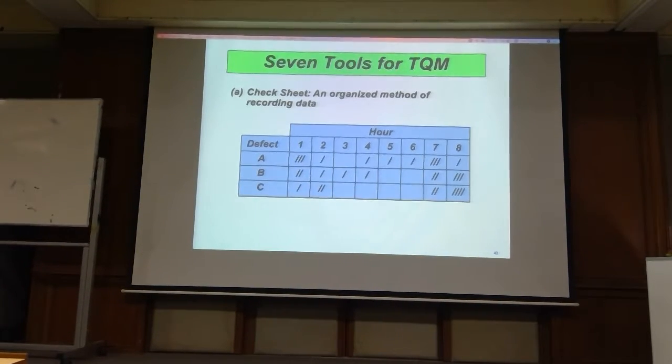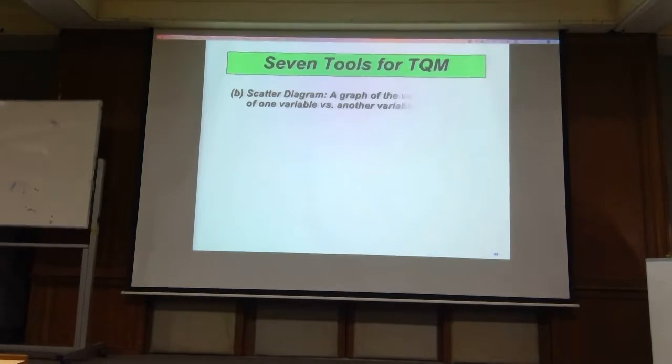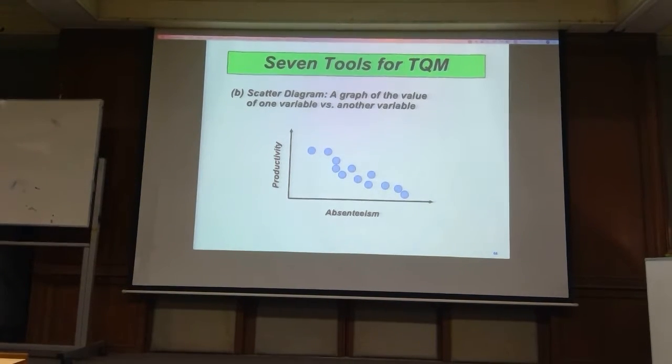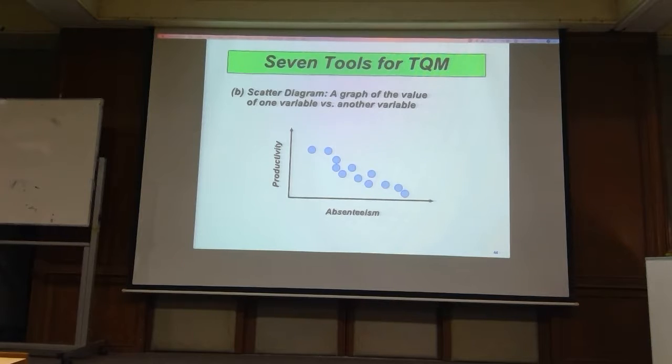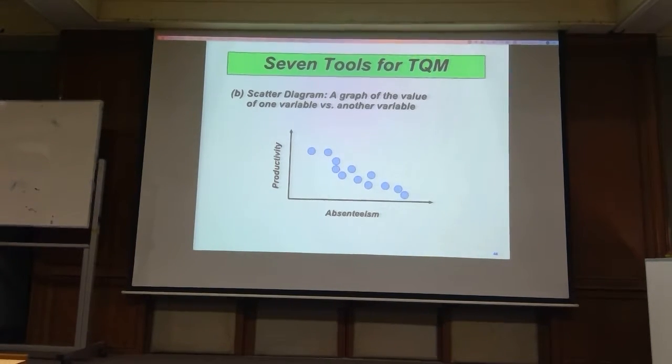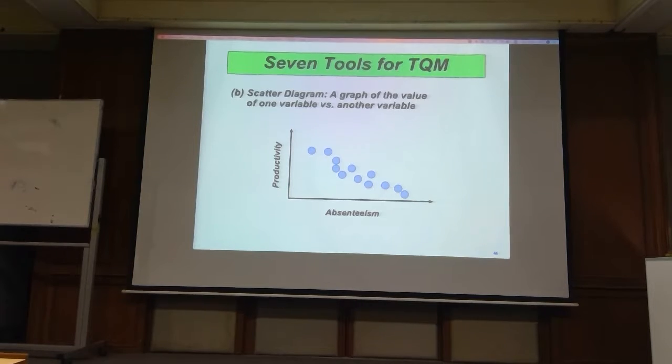Right. And the second one is the scatter diagram. The scatter diagram is a diagram where you plot a graph between one variable and another variable. So it's just like a dot graph. The scatter diagram can provide you with the trend, or help you recognize some pattern, whether they have a relationship together or not.